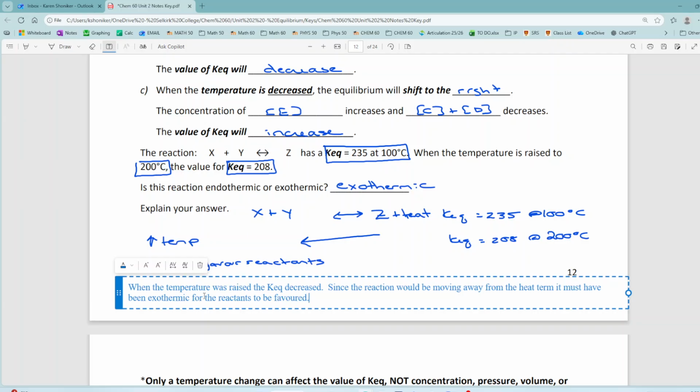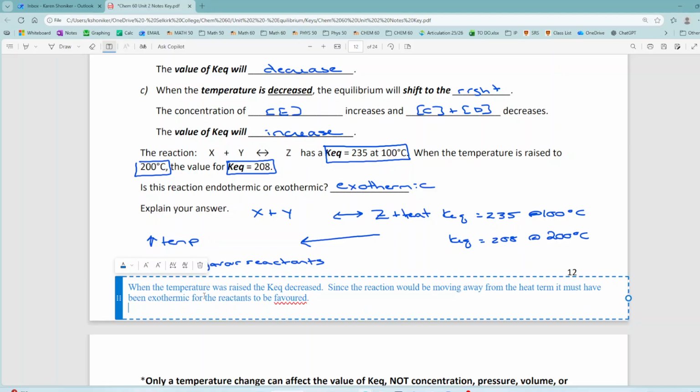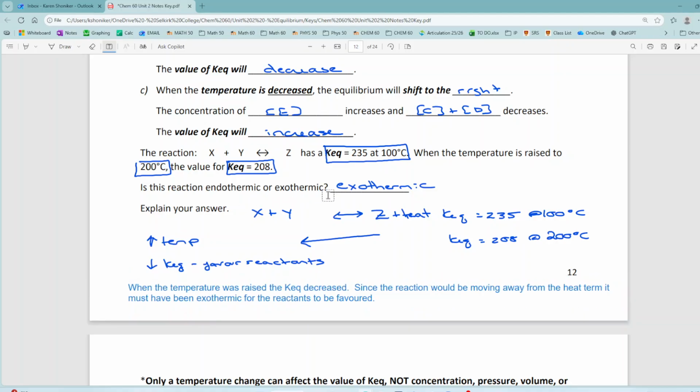And there's probably a better way I could write that, but something along those lines: when the temperature was increased, the equilibrium constant decreased, which means we had to be favoring the reactants. So for the reactants to be favored when we're moving away from the heat term, the heat term must have been on the right-hand side, and it must have been an exothermic reaction. Okay, hopefully that'll stay when I click away.